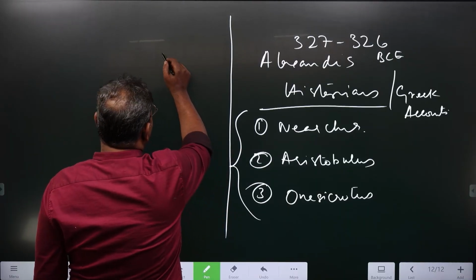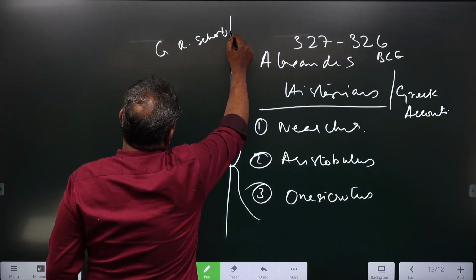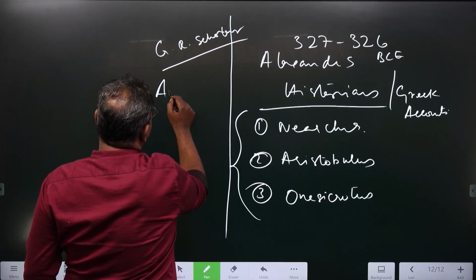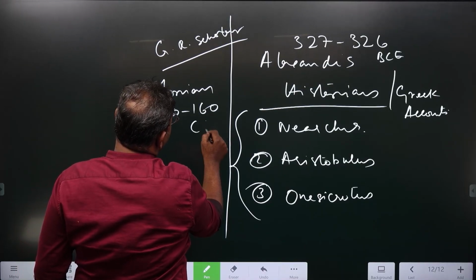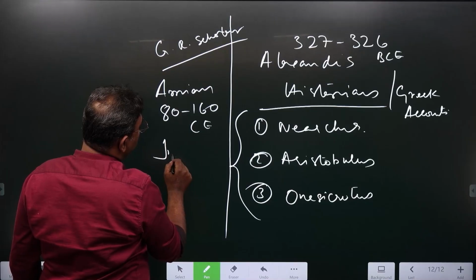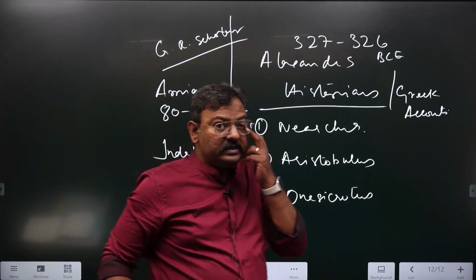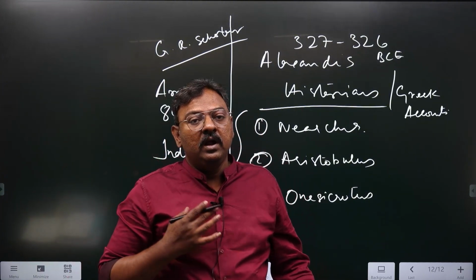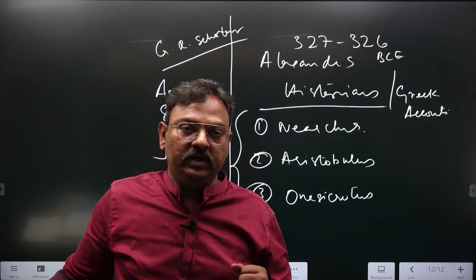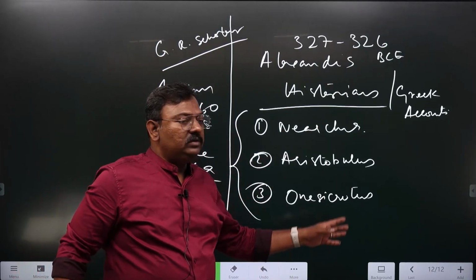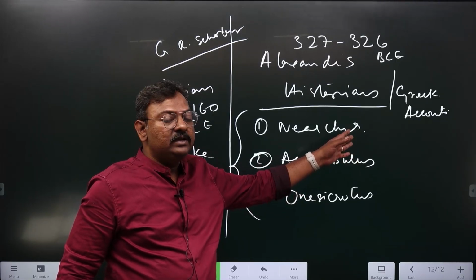Another Greco-Roman scholar is Arrian, 80 to 160 CE. He wrote Arrian's Indica, as we call it. It is a much more authentic source on Alexander's invasion of the northwest part of the Indian subcontinent. They all talk about trade routes, because they had to retreat from the mouths of the Indus.